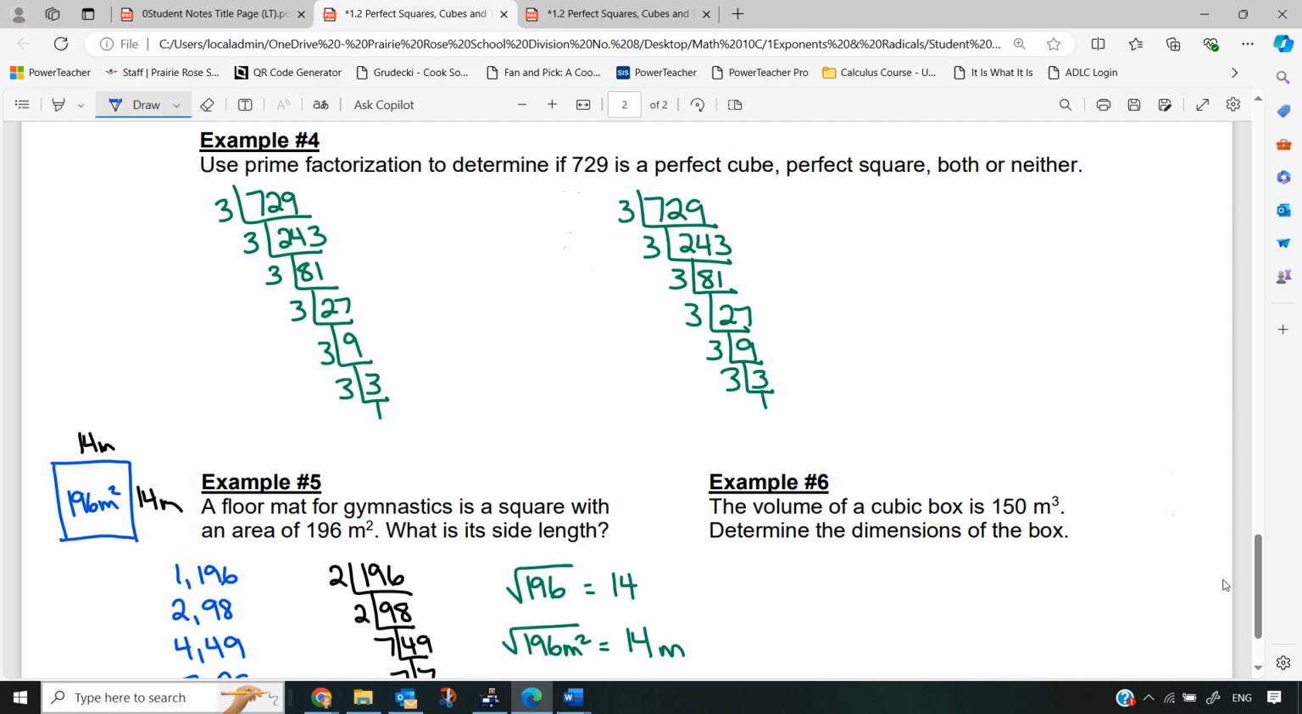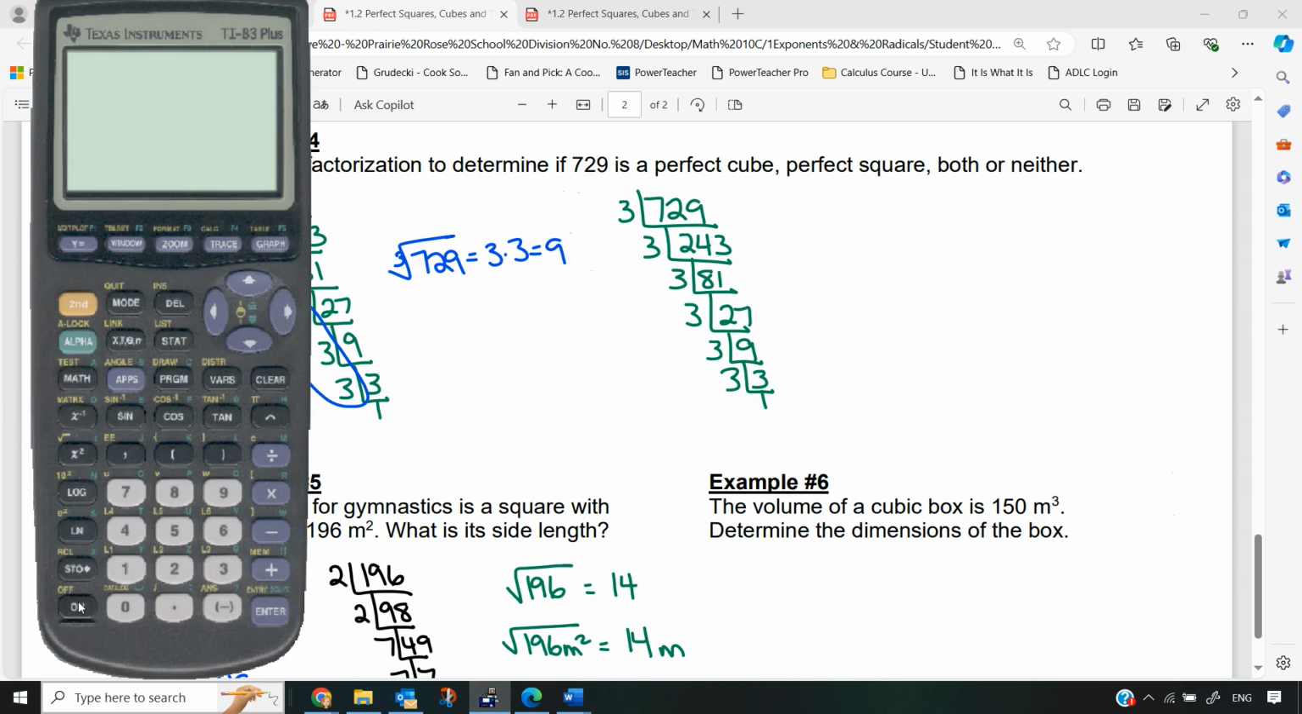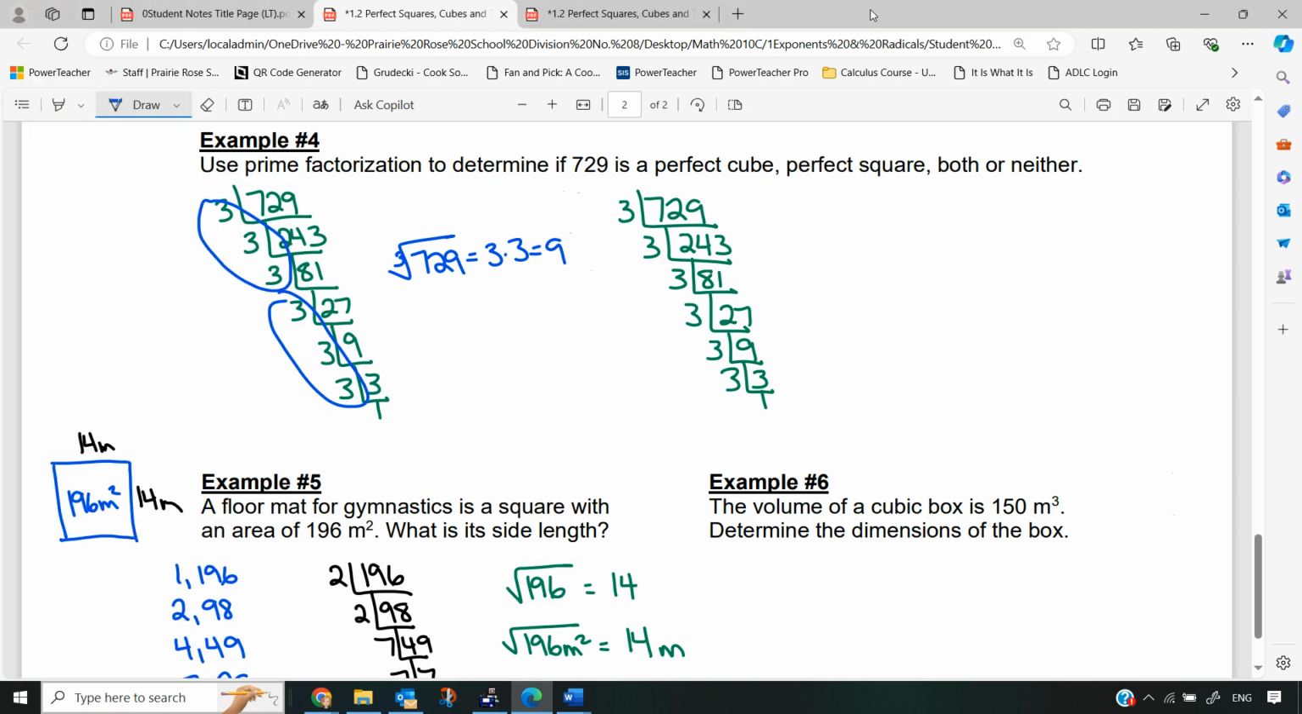So if we take a look at the first one here, I've got a group of 3 3s, another group of 3 3s, and so this is a perfect cube. If I were to write down or represent what that is, I would have the cube root of 729 is 3 times 3, which is 9. And again, if I wanted to check that on my calculator, the cube root of 729 is 9.